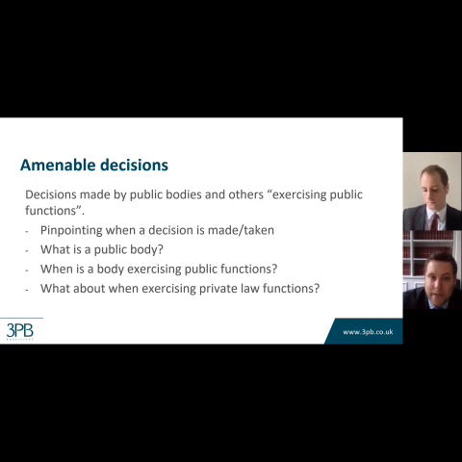The last point on the slide there is an important one, which is what about when public bodies exercise private law functions? In that scenario, you can't challenge the public body when they're exercising a specific private law function. You can't do it by way of judicial review.